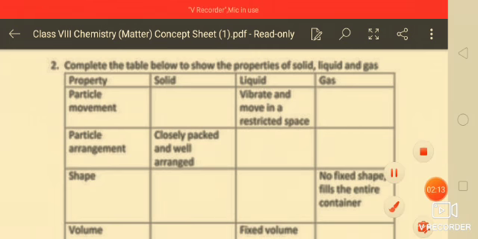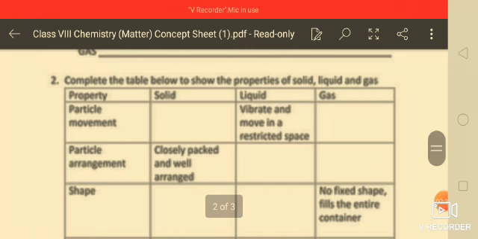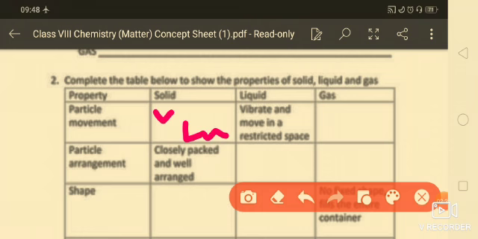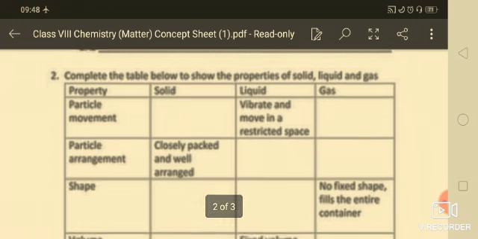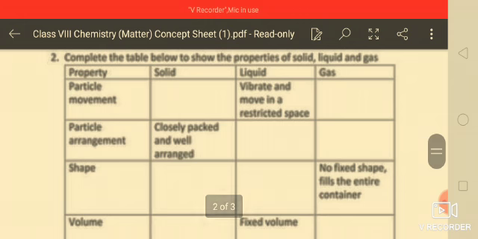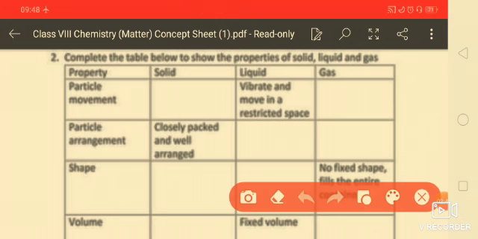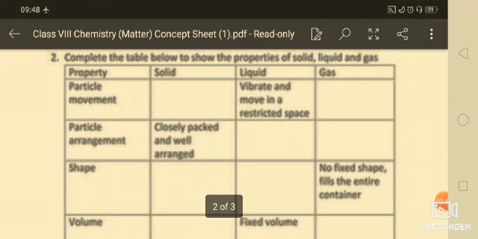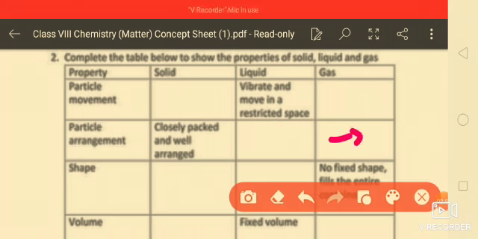Here, complete this table given below to show the properties of solid, liquid and gas. The first property is particle movement, and for solid, liquid and gases you will compare it. In solid the movement is very little, and in gas it is very much. Now, solids are closely packed and liquids are loosely packed, and in gas there is very little attraction.